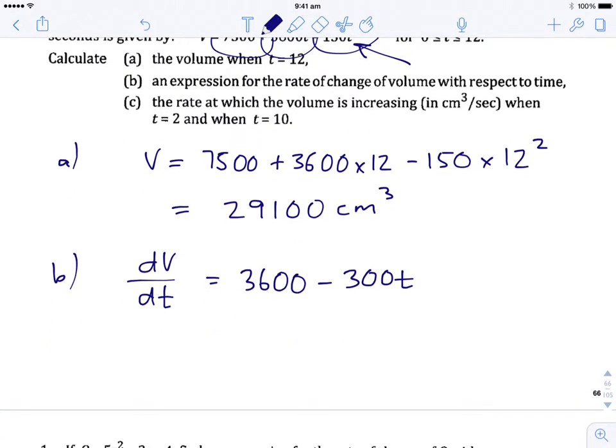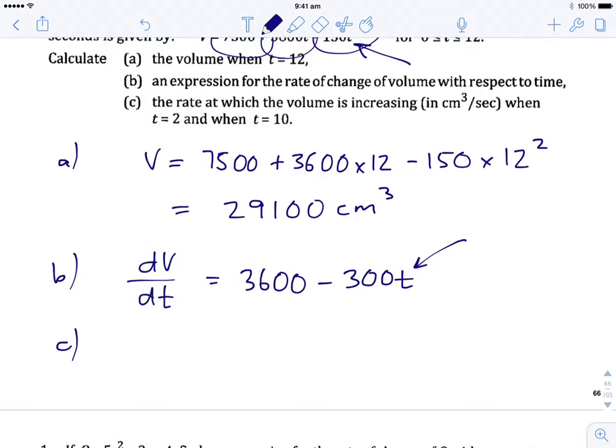So when t is equal to 0, we can see what rate the volume is increasing at the exact instant t is equal to 0. When t equals 1, we can put it in there. You can see that the rate of change of the volume is always going down here. The greater value we make t, the smaller the rate of change of the volume is.